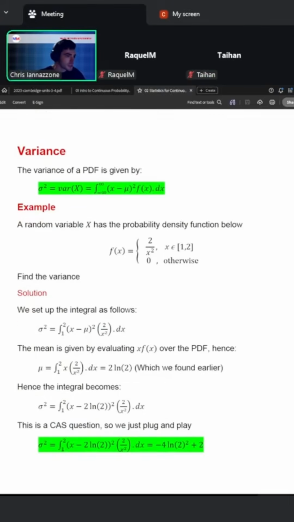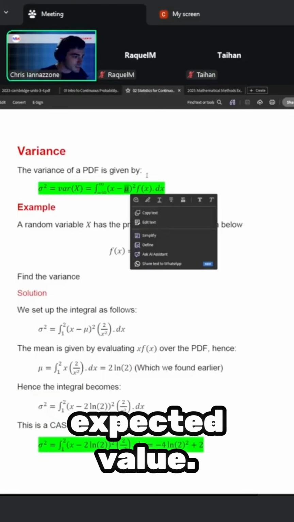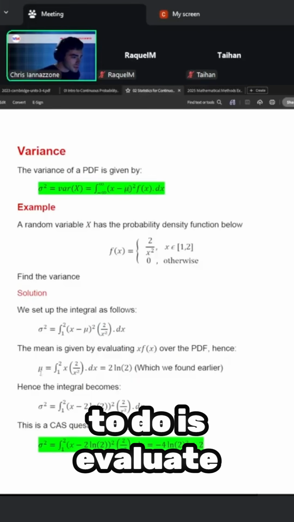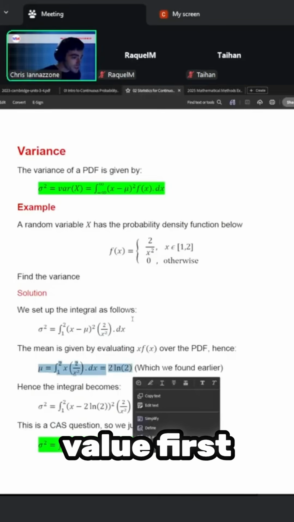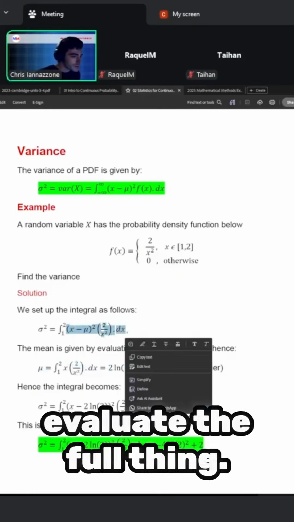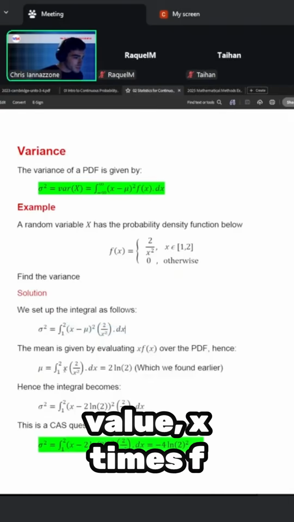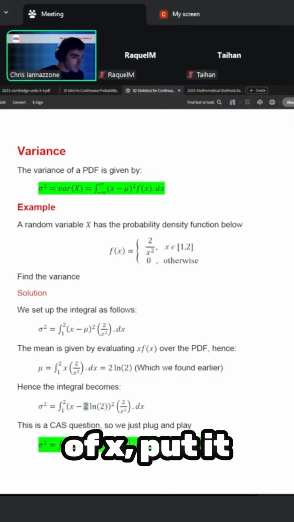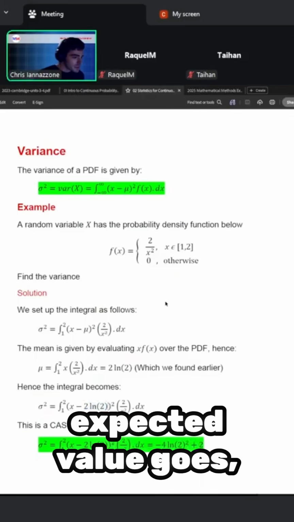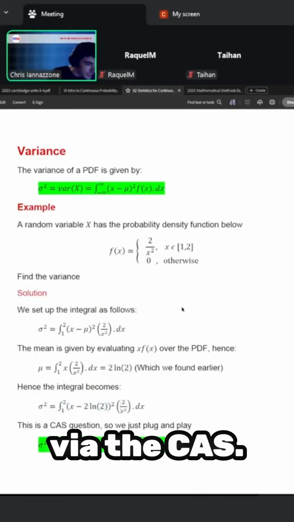Next up, variance. That term there is the mean, it's the expected value, so what you're going to want to do is evaluate the expected value first before you then go ahead and try to evaluate the full thing. So you do expected value, x times f of x, put it in the spot where the mean, the expected value goes, and then once again evaluate via the CAS.